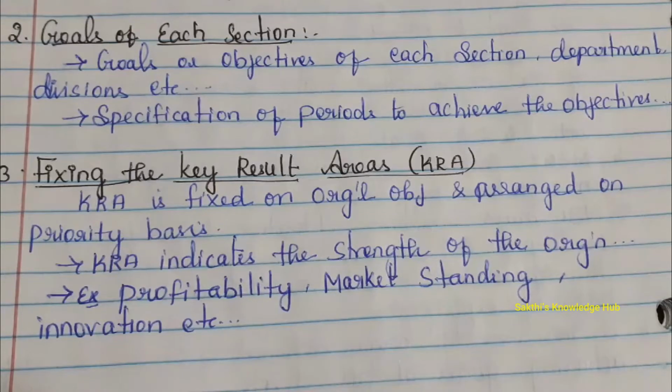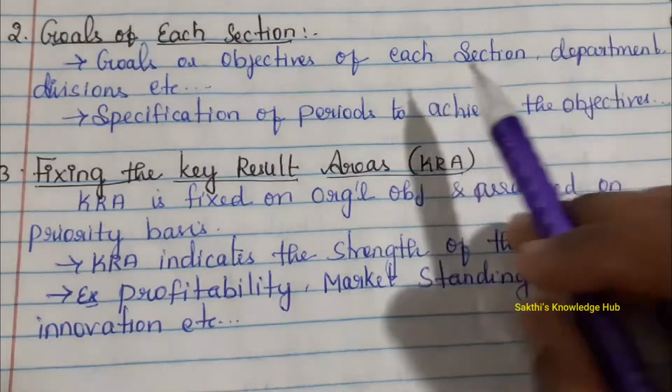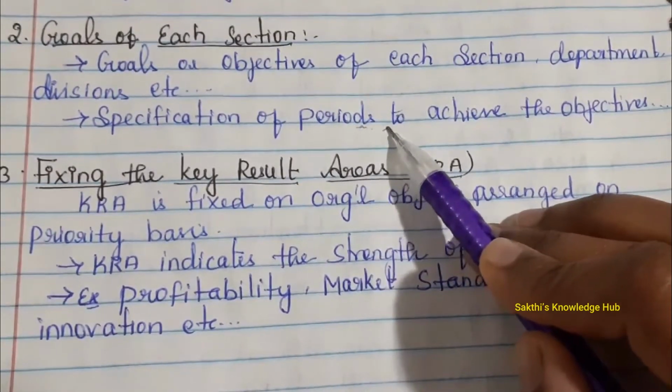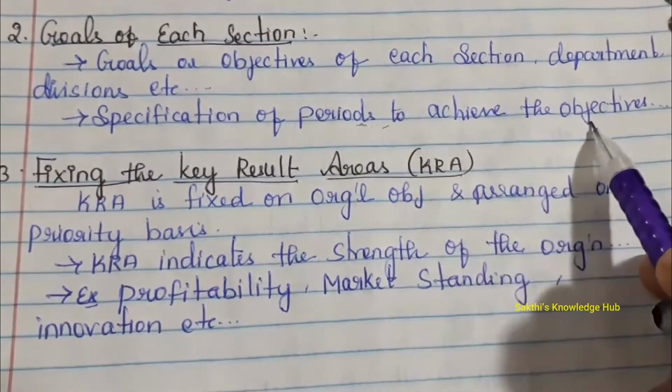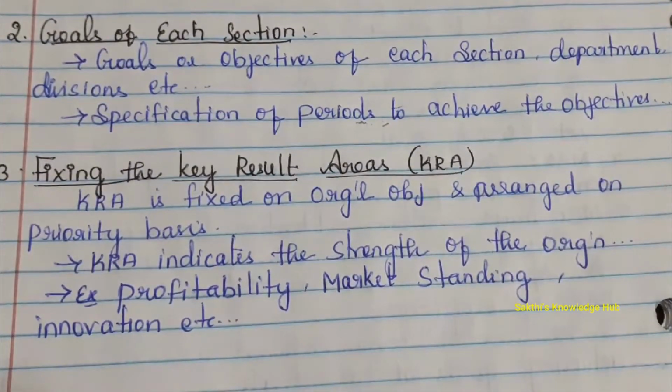Instead of stopping at identifying the organization goal, the team or the organization members will identify the goal or objective of each and every individual, each section, and also department and divisions, etc. They will find and fix these, and they will also make the period specification. That is, in which period, within which time limit, we have to achieve that objective. Likewise, everything will be set beforehand in a proper way.